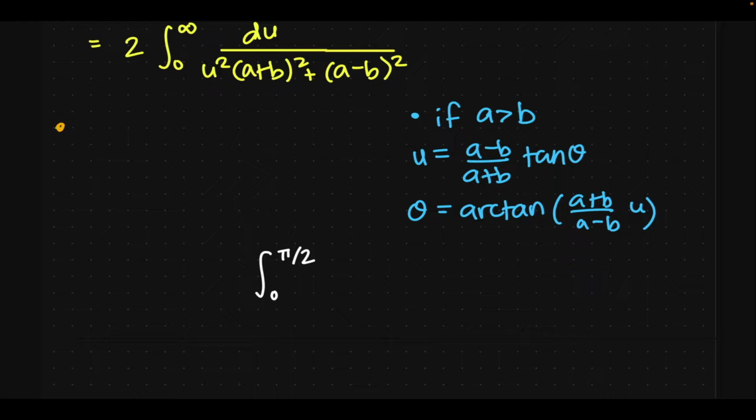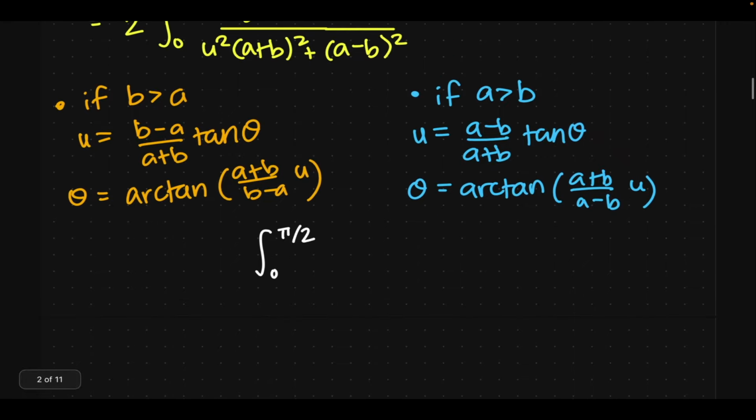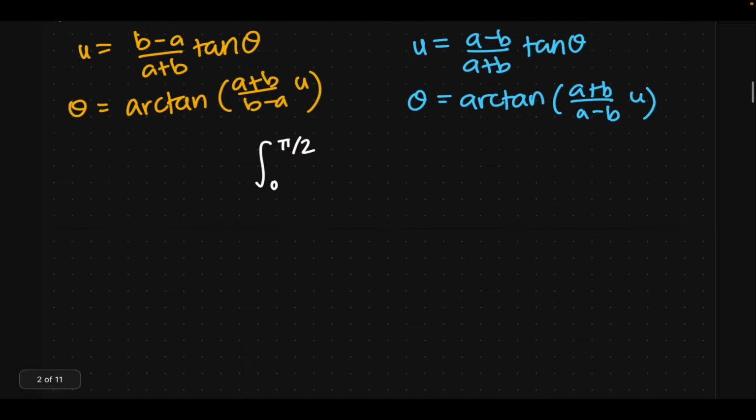So what I mean is, if b is greater than a, make the substitution (b minus a) over (a plus b) times tan theta, so that when you reverse this out, you're going to get an arctan of (a plus b) over (b minus a) times u. Again, because b is greater than a now, the argument is still positive, and then we don't have to flip the bounds, or make the bounds go from minus pi over 2 to pi over 2.